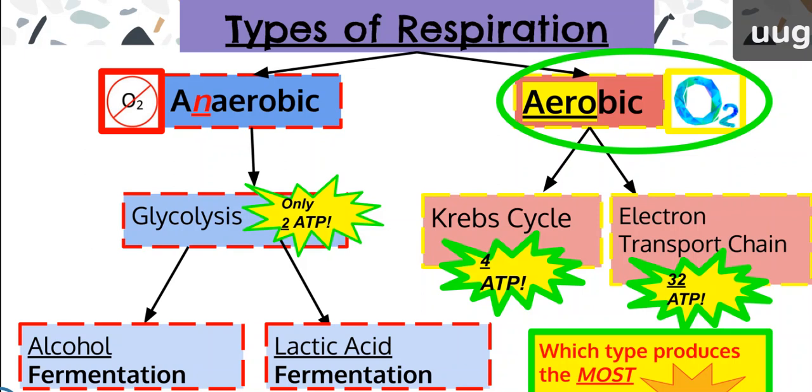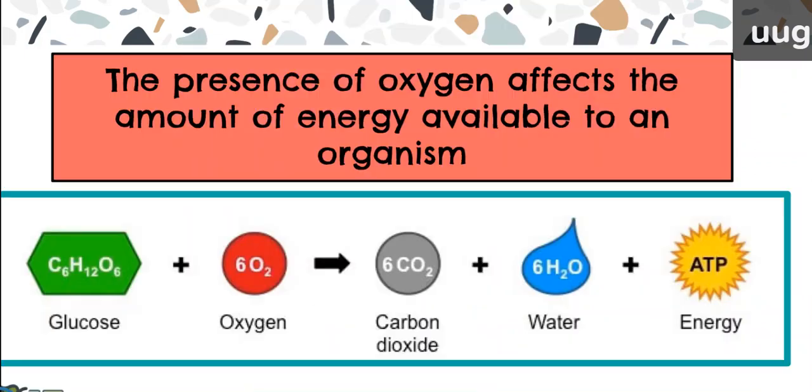So, if you were exercising, which one's going to keep you going longer? If you said aerobic, you would be correct. Aerobic, because it produces more energy in the presence of oxygen, is going to have you exercising longer. So, the presence of oxygen affects the amount of energy available to an organism. But let's look at why that might be in this equation.